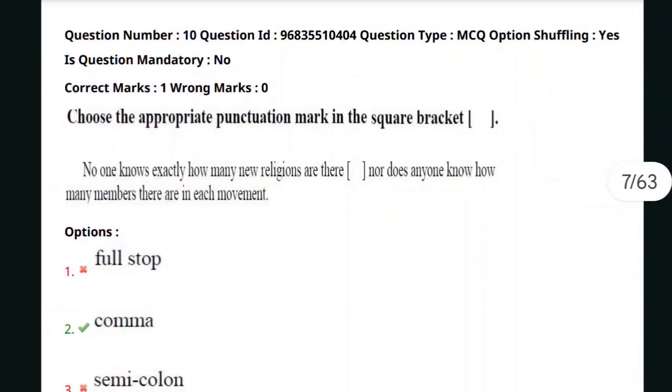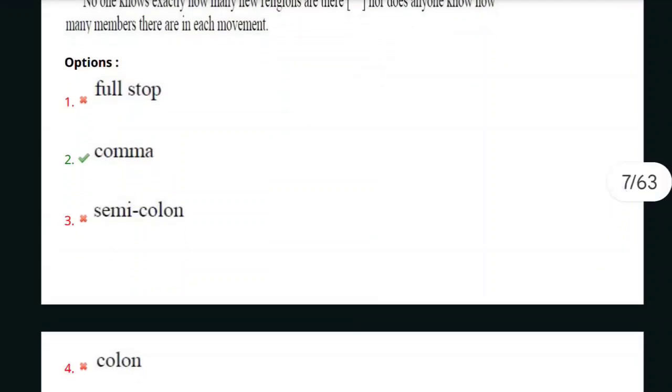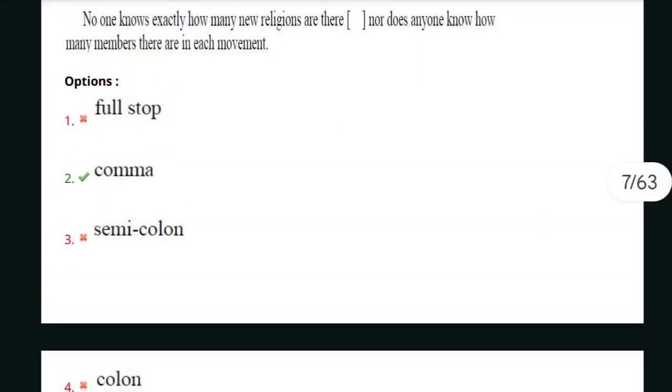Let's move to 10th question. Again the question is to choose the appropriate punctuation mark in this square bracket. No one knows exactly how many religions are there, brackets, nor does anyone know how many members are there in each movement. Here they gave you options like full stop, comma, semicolon, and colon. And the right answer which suits here is comma. No one knows exactly how many new religions are there, comma, nor does anyone know how many members are there in each movement.